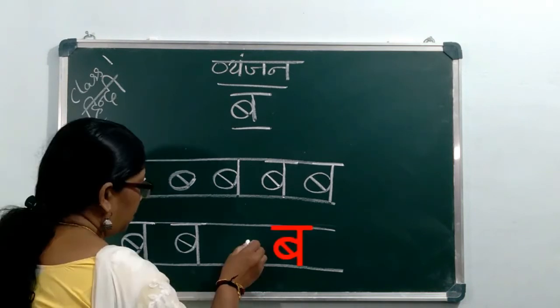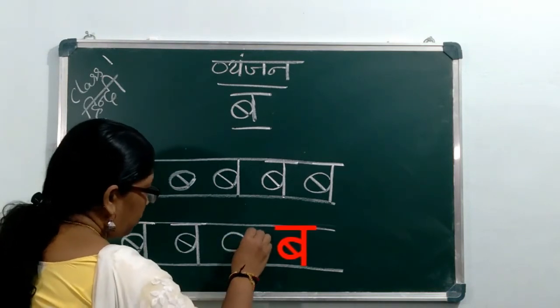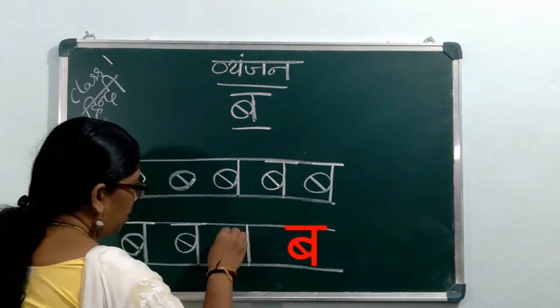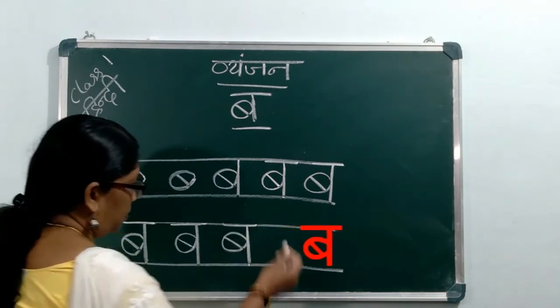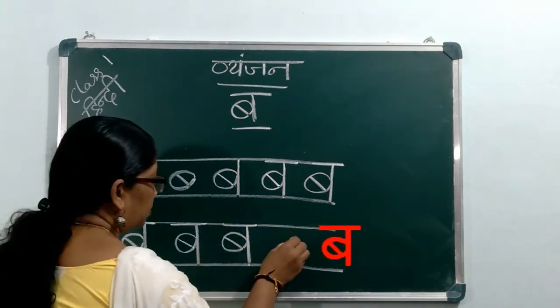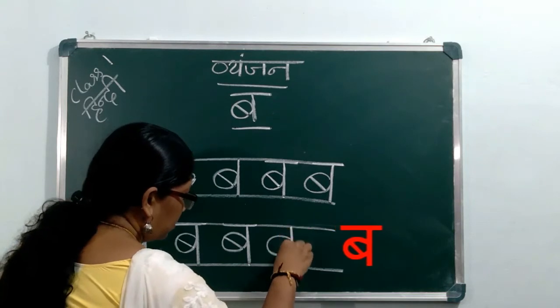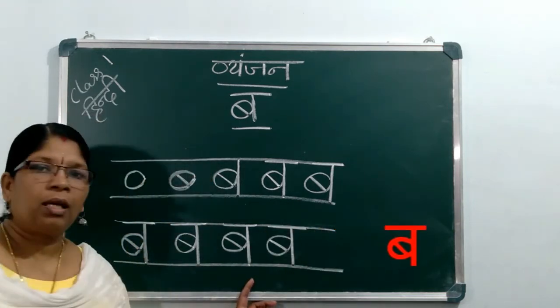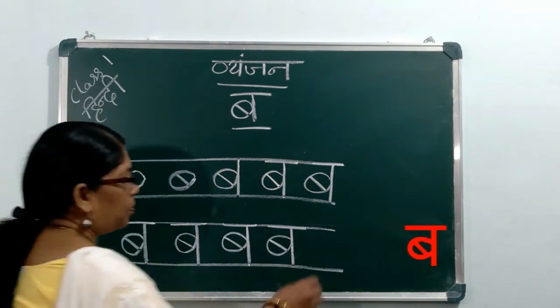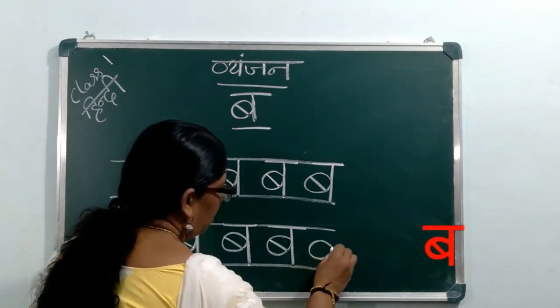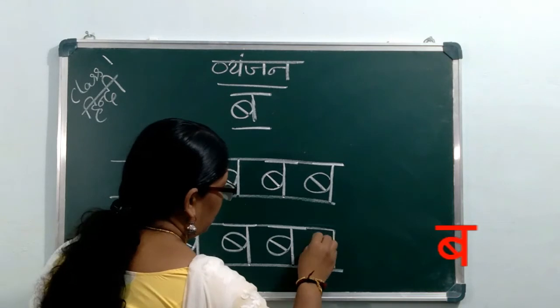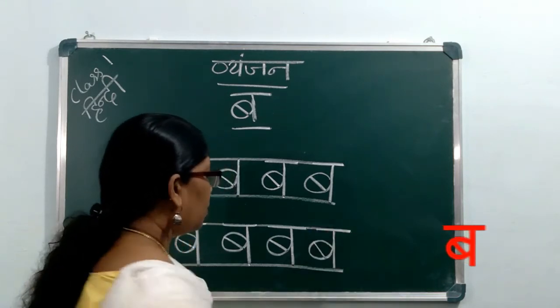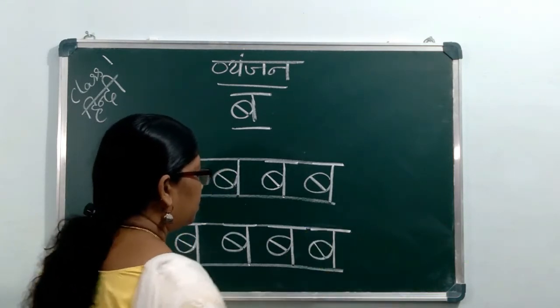This way. Ba. Which letter is this? Ba. Which letter is this? Ba. Draw over here. Okay.